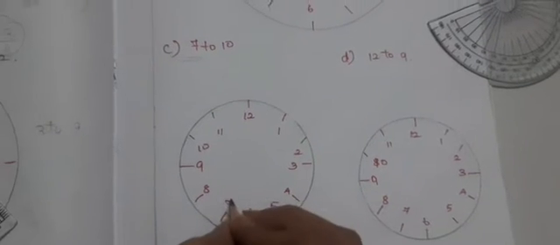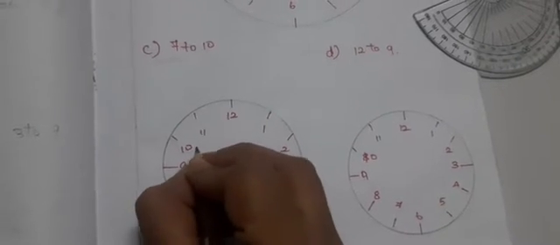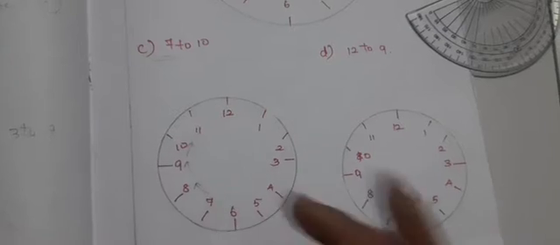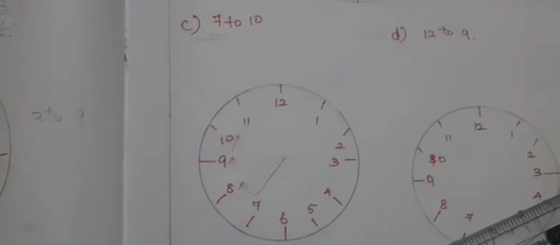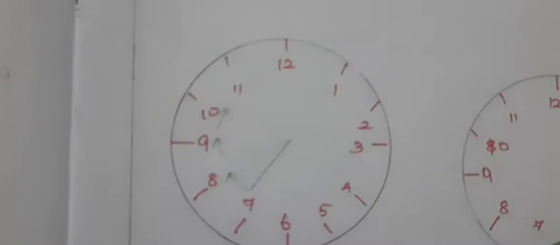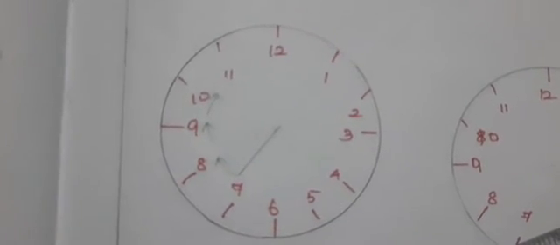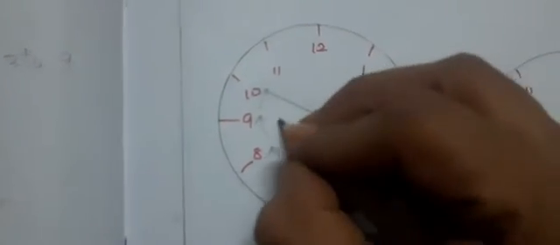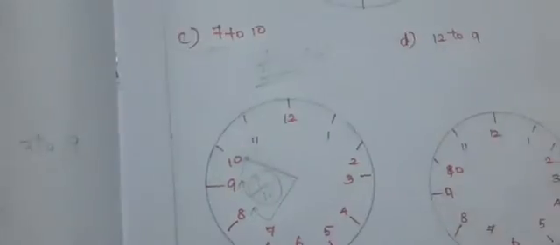Third problem, 7 to 10. From 7 we are going to travel in the clockwise direction. 7 to 8, 8 to 9 and 9 to 10. So from the center you have to draw one line to 7. First, you have to draw a line from center to 7. Again, you have to draw a line from center to the point 10. So this forms 1 by 4 of the revolution. I have already told you every 3 hours it makes 1 by 4 of the revolution. So 1 by 4 means what, students? It is 90 degree.